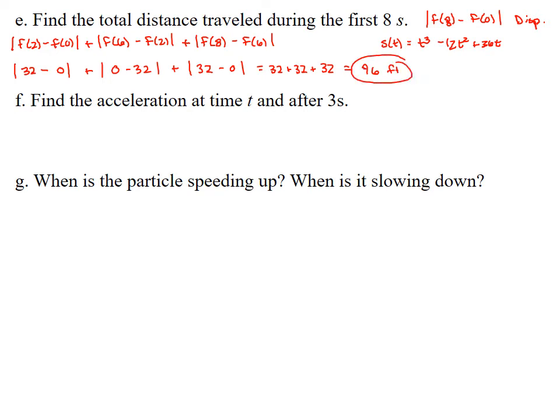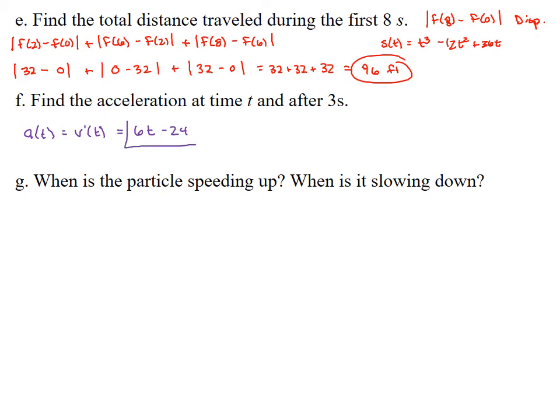All right, so now you want to find the acceleration at time t and after 3 seconds. For acceleration, we're going to take the derivative of the velocity vector that we just found. So a of t is equal to v prime of t, and hopefully you wrote v of t down on your previous example. a of t is going to be 6t minus 24, and the 36 will go to 0.